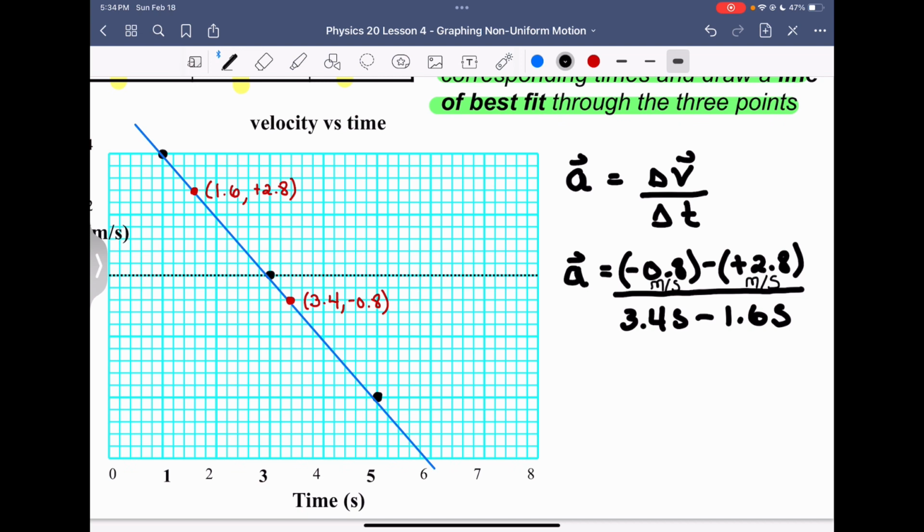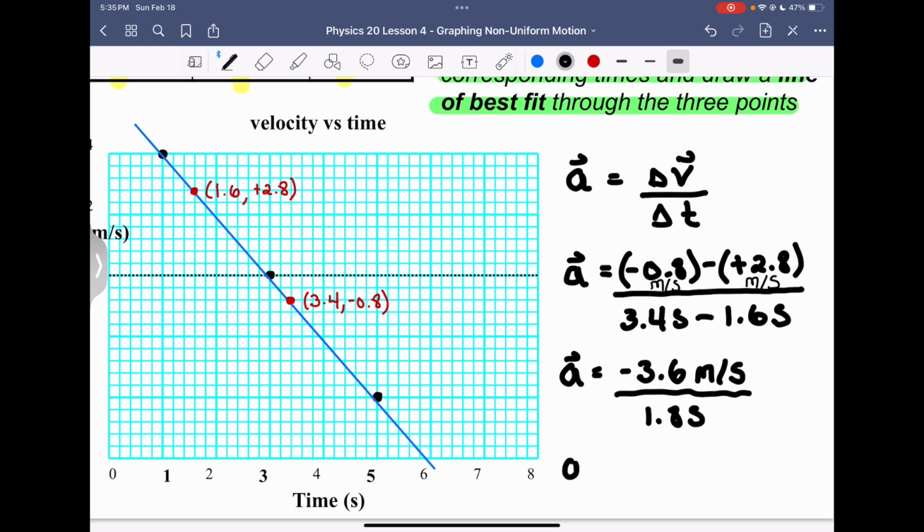And I will take off marks for that if I don't see them. So 0.8 minus another 2.8, that's like adding those two together. I have 2.8. That means I have a total of negative 3.6 in that numerator. So I'm going to say acceleration is equal to negative 3.6 meters per second. There's my units. Divided by, in the denominator, we go 3.4 minus the 1.6. That gives me an answer of 1.8 seconds.